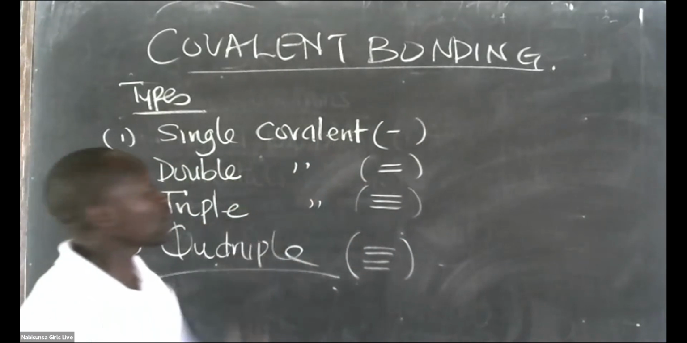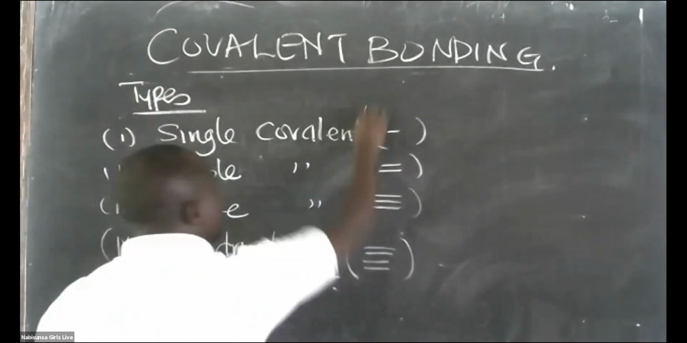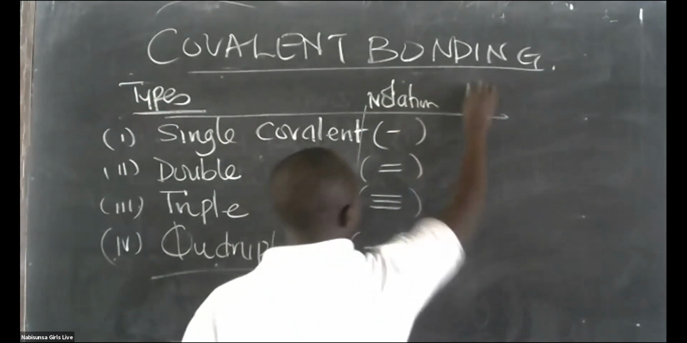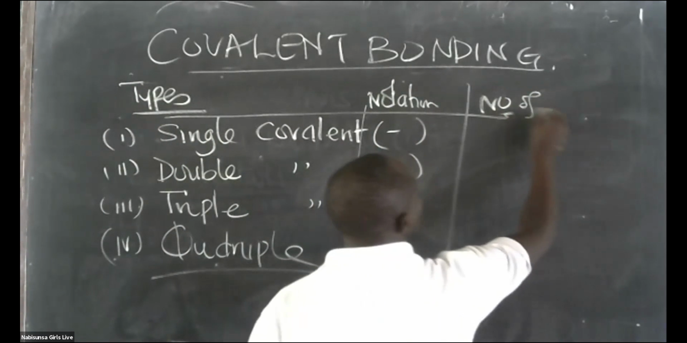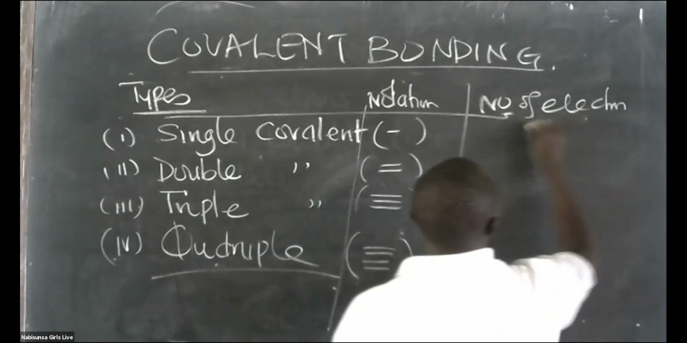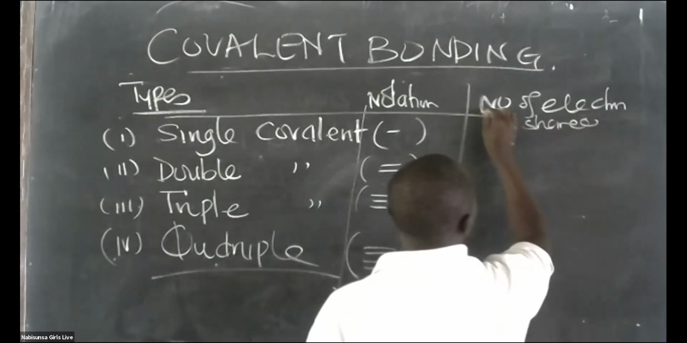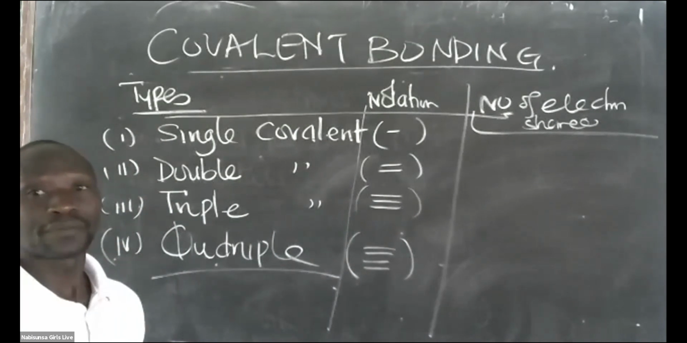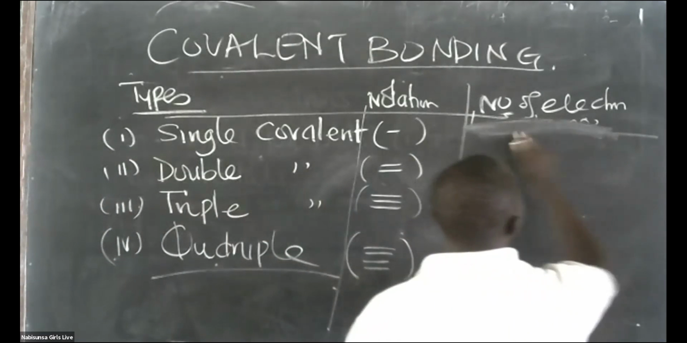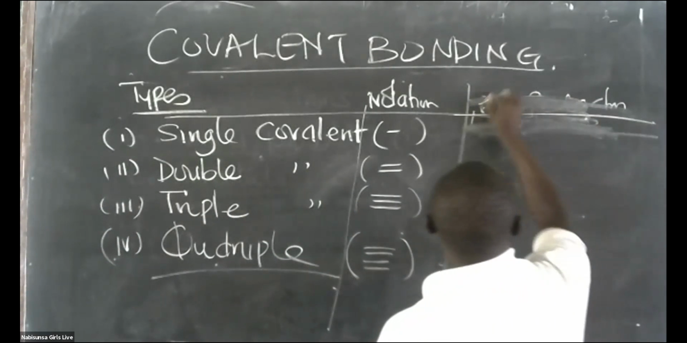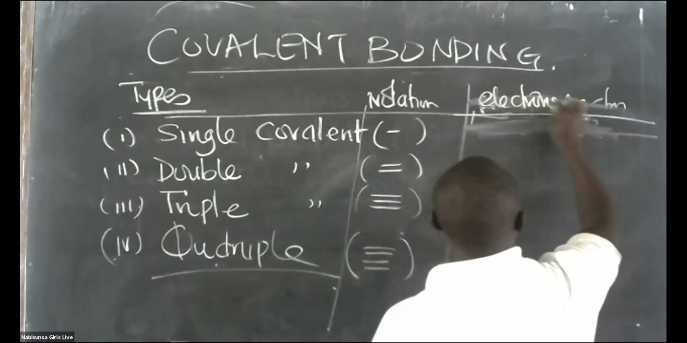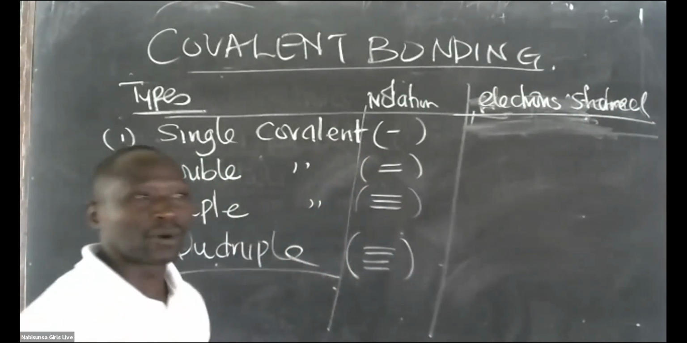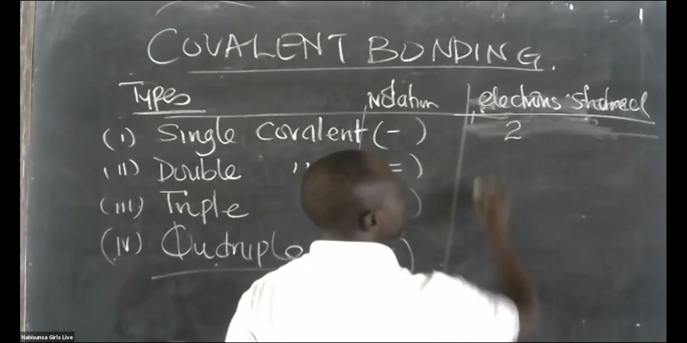What does it mean to have a single covalent bond? So here we are looking at type, notation. How do we represent it? Number of electrons. Number of electrons shared. What did we say? Formed by sharing what? Electrons. So where you see a single covalent bond, what does it mean? So let us say electrons shared. The moment you see a single covalent bond, it means 2 electrons shared.